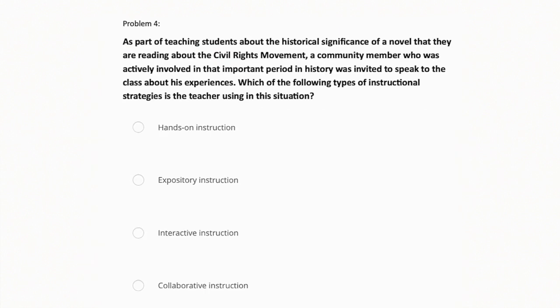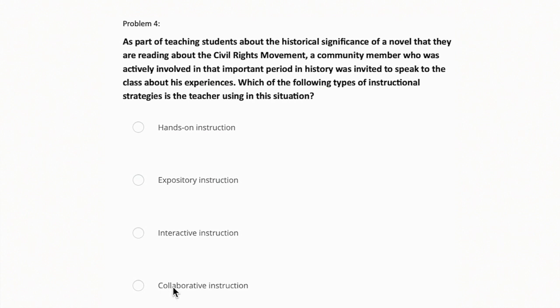Okay, problem 4. As part of teaching students about the historical significance of a novel that they're reading about the civil rights movement, a community member who is actively involved in that important period in history was invited to speak to the class about his experiences. Which of the following types of instructional strategies is the teacher using in this situation? Hands-on instruction, expository instruction, interactive instruction, or collaborative instruction?